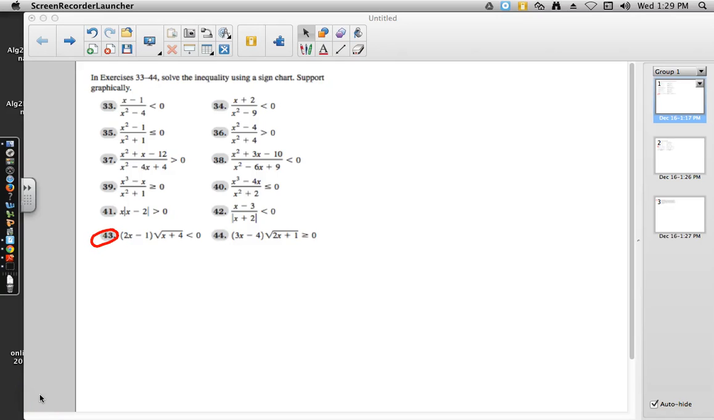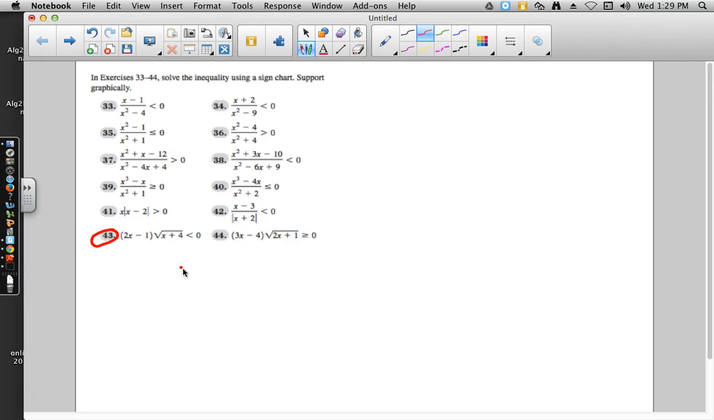These are the frequently asked questions for pre-calculus for section 2.8 day 2. I'm going to start with number 43. And this says that we should solve the inequality using a sign chart.